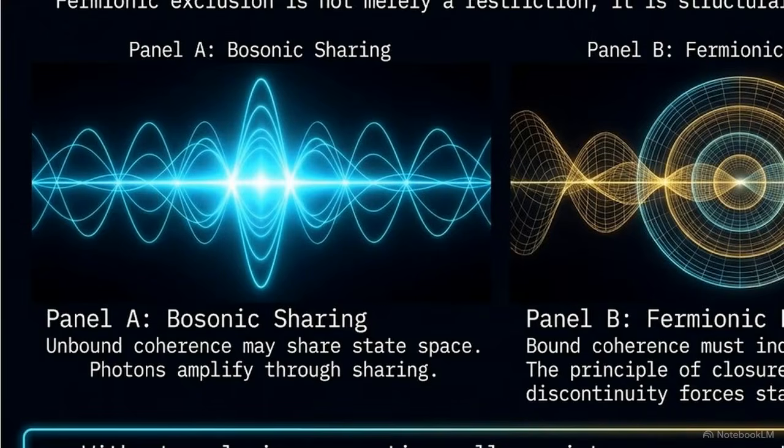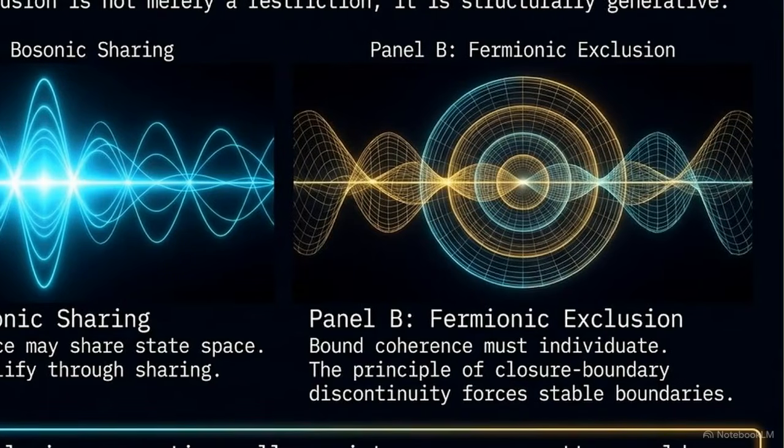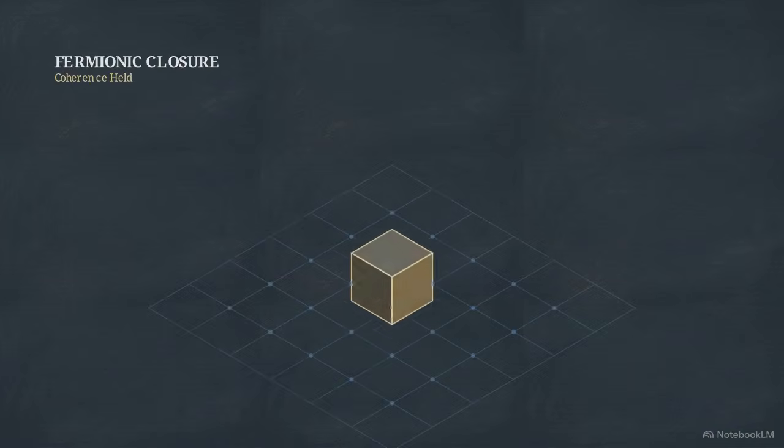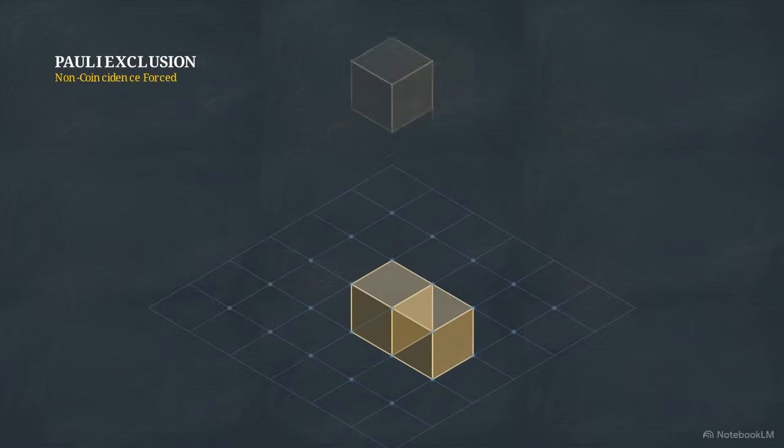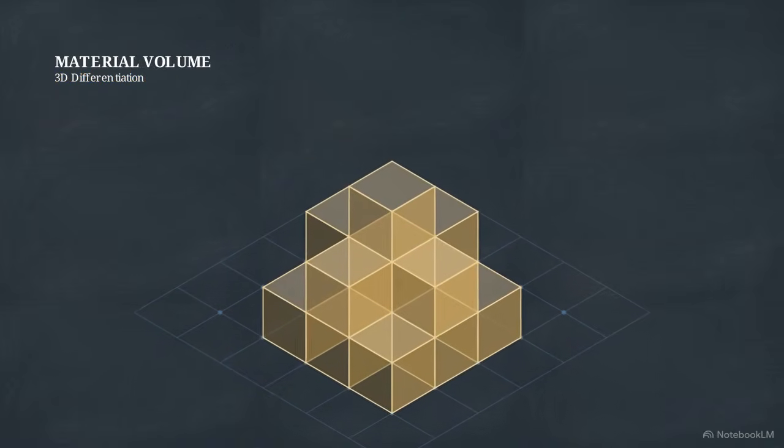Photons operate as bosons. As panel A shows, phase-unbound light can share the same state space without limit, allowing waves to overlap and amplify. In panel B, we see the behavior of bound coherence. Once coherence is constrained into an electron boundary, it must individuate. It is strictly forbidden from spatial overlap. This principle of non-coincidence is a generative force. It forces bound coherence to occupy distinct volumes, creating three-dimensional differentiation.